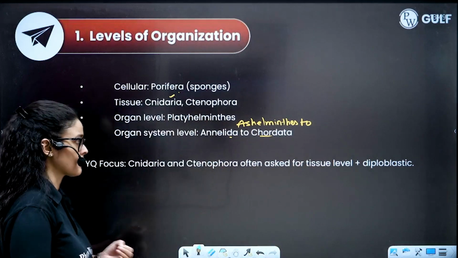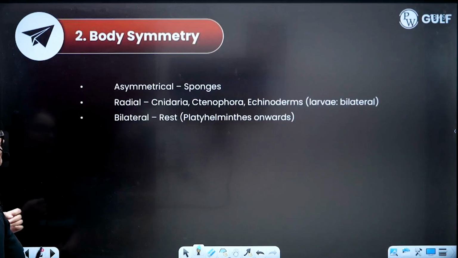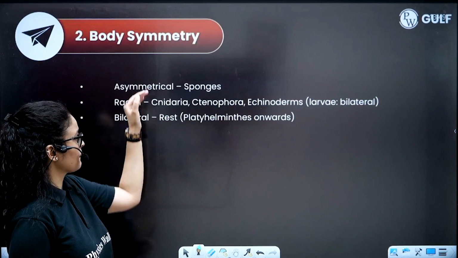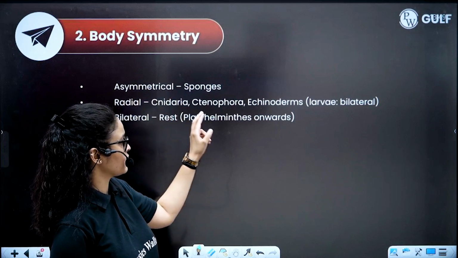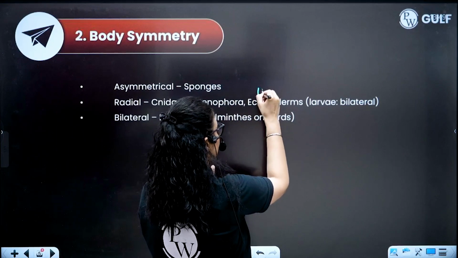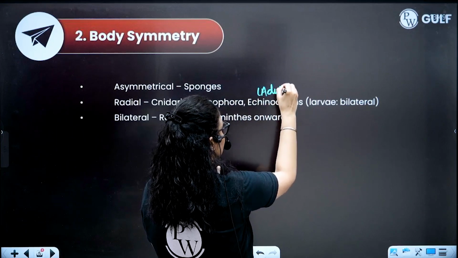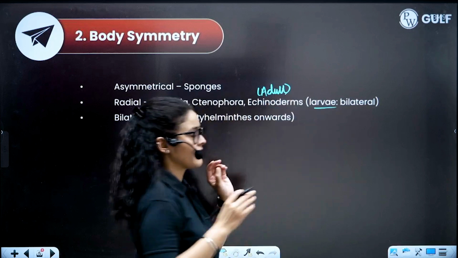So kids, this is the question that they have asked previously. Asymmetrical, on the basis of symmetry, sponges do not have any symmetry. Radial symmetry: Cnidaria, Ctenophora, and adult Echinodermata. This is NCERT, or this is the previous year question, and also their larvae show bilateral symmetry.